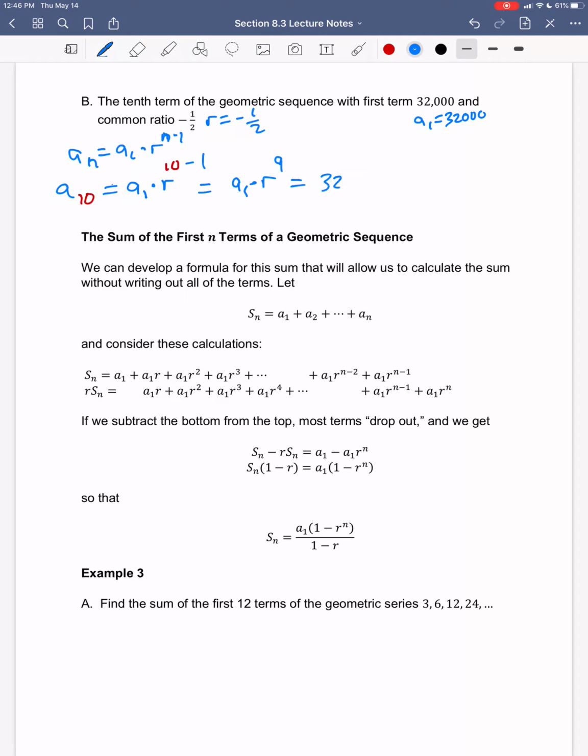A sub 1 is 32,000. And we're going to get negative 1/2 to the 9th power. So negative 1 to the 9th is negative 1. What's 2 to the 9th? 2 to the 9th ends up being 512. So we get negative 32,000 divided by 512. I can simplify that fraction, or I can just see what happens if I divide that on a calculator. And we end up getting negative 62.5.